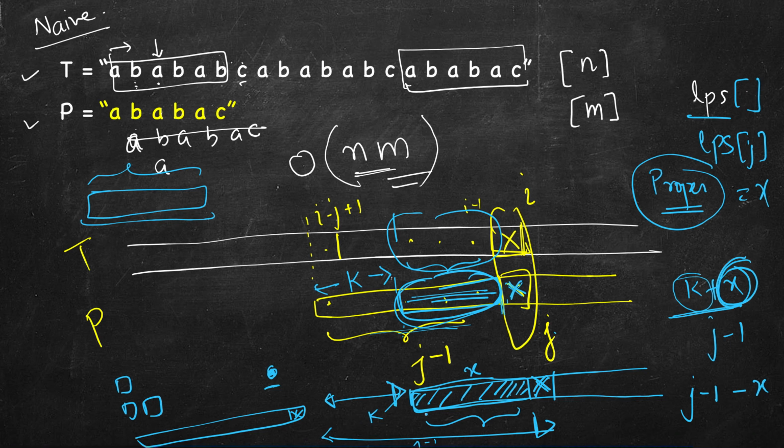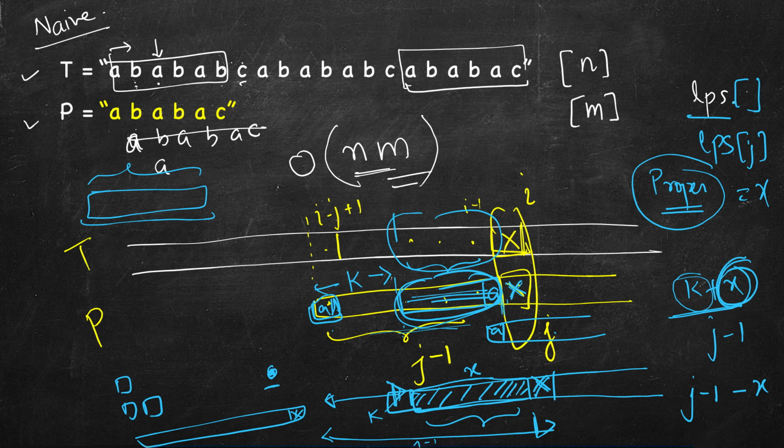And why are we asking for the longest? Because if we take the smallest, let's say this is A, and here also it's A. Then if we shift it directly here, this A will match with this, so it's valid. But we may miss some patterns here, so we are looking for the longest such value. If we can extend it further like this, we will take that. So this way we will not miss the pattern.